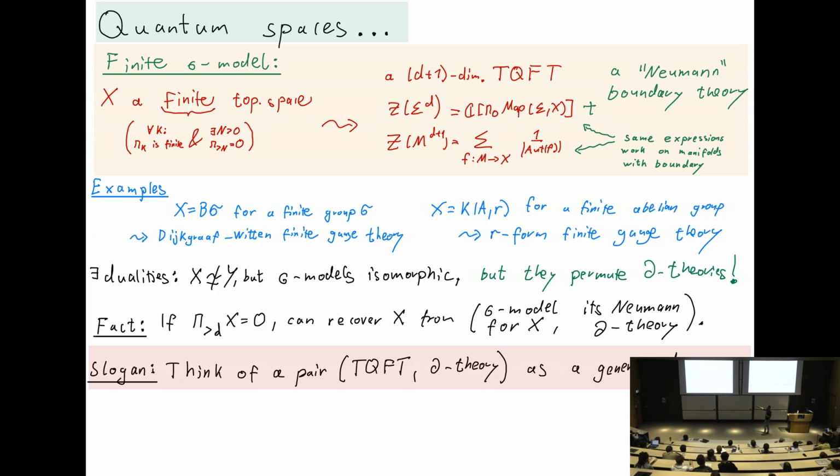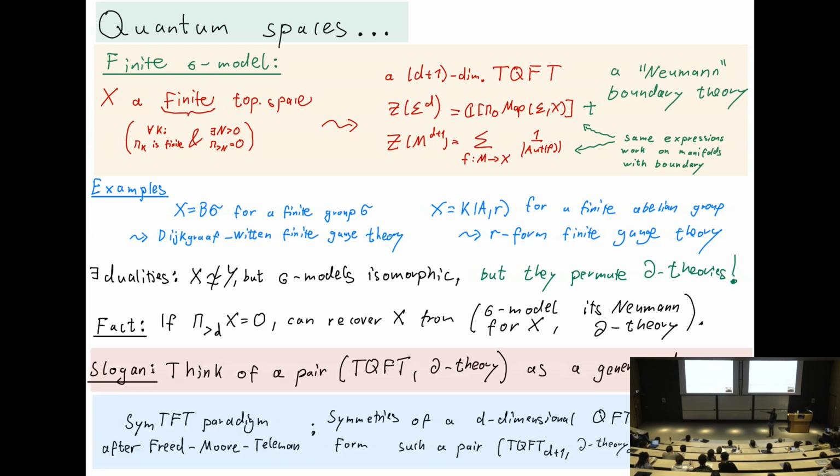Well, we care about such things because they appear as symmetries, as non-invertible symmetries of QFTs, which we've already seen this week a bunch of times. A pair of a TQFT and a boundary theory: the SymTFT paradigm we've seen is much older, but let me use the formalism of Freed-Moore-Teleman. Such a pair describes precisely the non-invertible symmetries of a d-dimensional QFT. And I won't mention how they call them, but here's a picture.